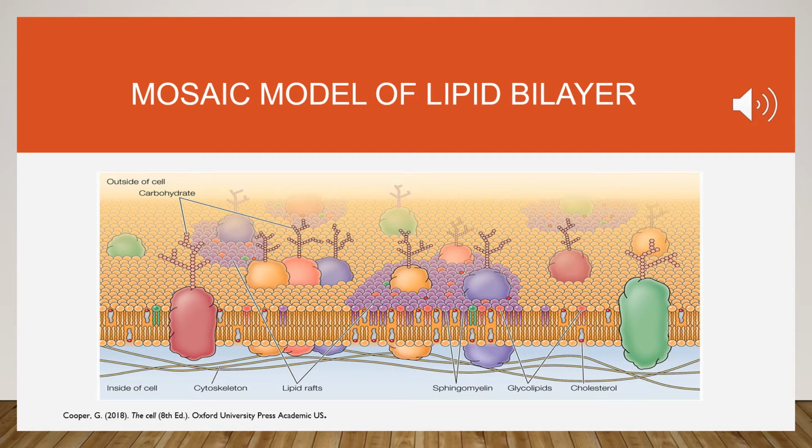All human cells are limited by a lipid bilayer membrane. So here is an example of the lipid bilayer. That's what our cells would be composed of. The membrane lipids consist of mainly phospholipids, sterols such as cholesterol, and glycolipids.